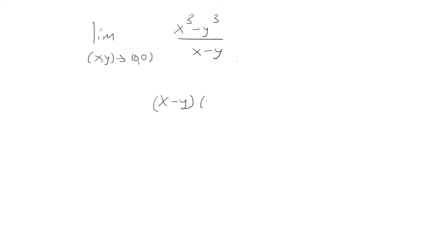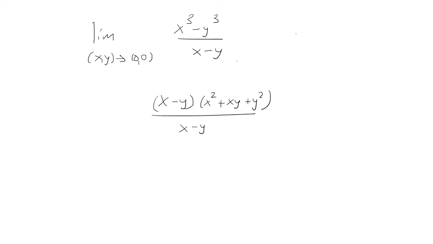Now let's evaluate the limit using algebraic techniques. Okay, so we have the limit as x and y both go to 0 of x cubed minus y cubed all over x minus y. So we're going to factor out an x minus y, and we'll be left with x squared plus xy plus y squared, and that's all over x minus y.